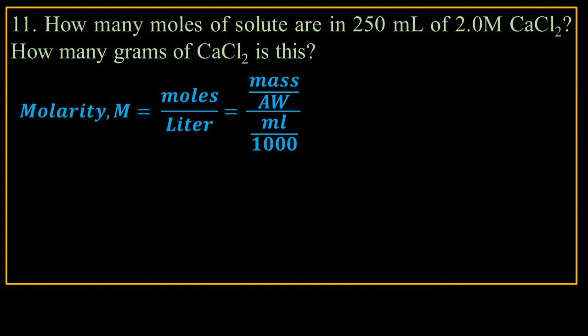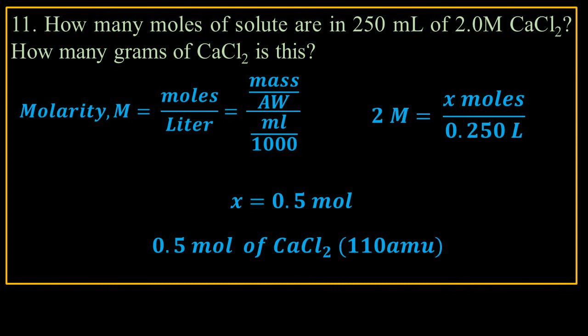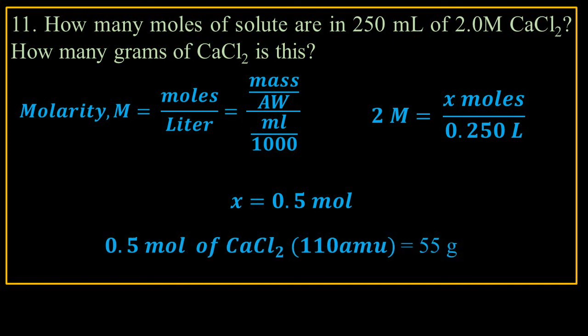Okay. Next, how many moles of solute are in 250 milliliters of 2 molar calcium chloride? How many grams of calcium chloride is this? There's the equation. There's the calculation. 2 times 0.250 is going to be 0.5 moles. And then you simply find out what is the mass of 1 mole. So it would be 0.5 moles of calcium chloride, which is 110, which would be 55 grams.